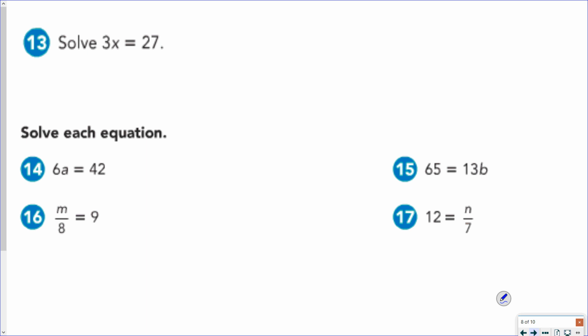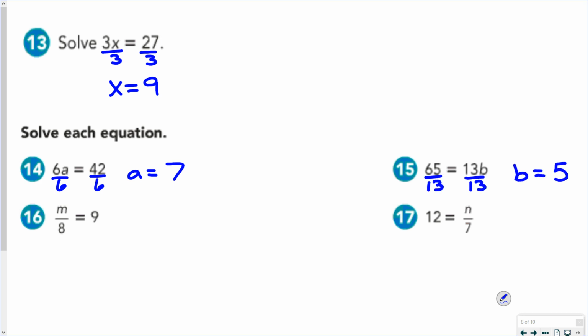So for number 13, 3x equals 27. We divide both sides by 3. X equals 9. 6a equals 42. Divide both sides by 6. A equals 7. 65 equals 13b. Divide both sides by 13. B equals 5.